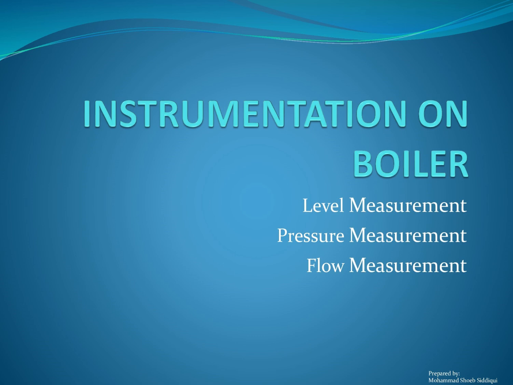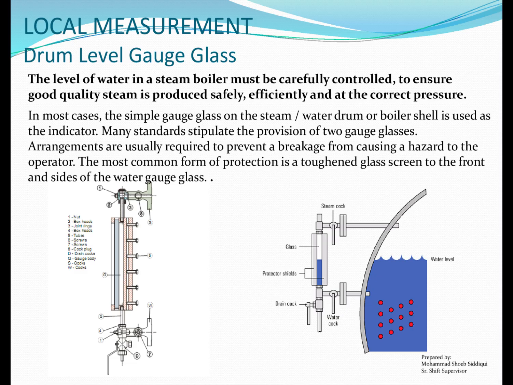Instrumentation on boiler: level measurement, pressure measurement, flow measurement. Drum level gauge glass. The level of water in a steam boiler must be carefully controlled to ensure good quality steam is produced safely, efficiently and at the correct pressure.